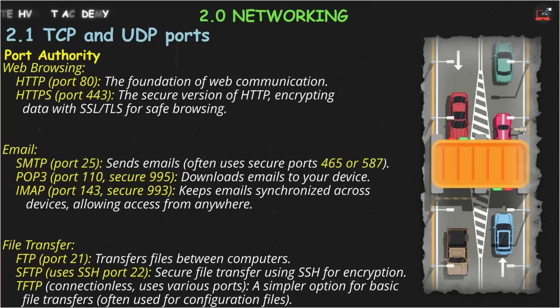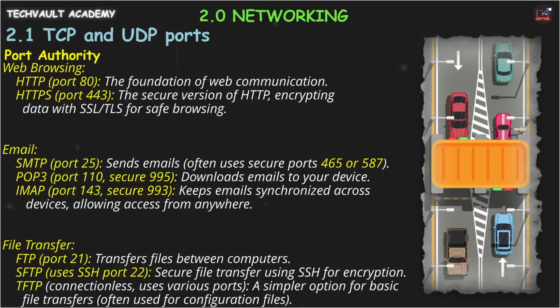POP3, port 110, secure 995. Downloads emails to your device. IMAP, port 143, secure 993. Keeps emails synchronized across devices, allowing access from anywhere. File transfer, FTP, port 21, secure 989, 990. Transfers files between computers. SFTP uses SSH port 22. Secure file transfer using SSH for encryption.